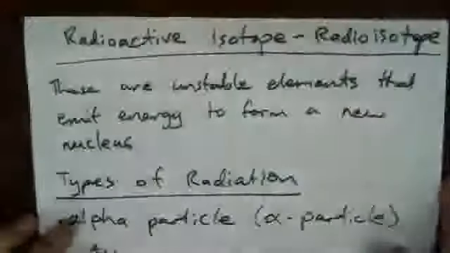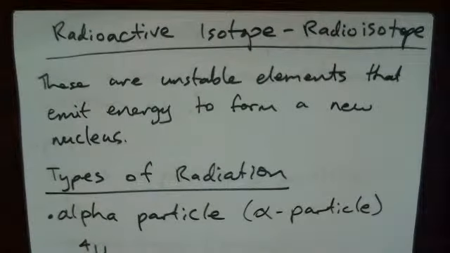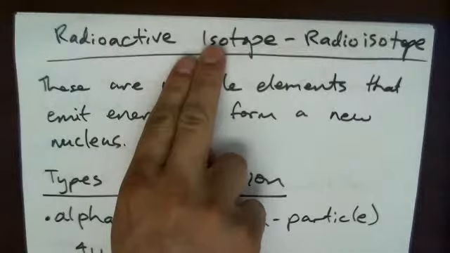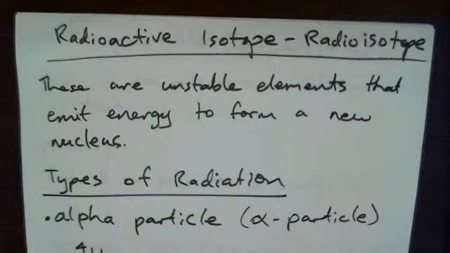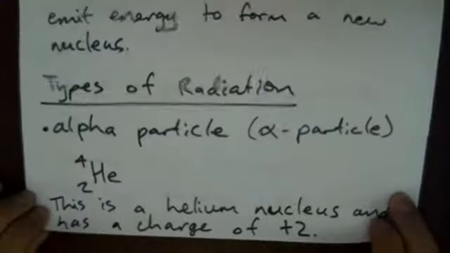So let's have a look at a special type of isotope called a radioactive isotope. If we do the contraction with these two, we get radioisotope, and that's what they're commonly referred to in chemistry and physics. These radioisotopes are unstable elements, and they emit energy to form a new nucleus. And there are a few different ways that this can happen.